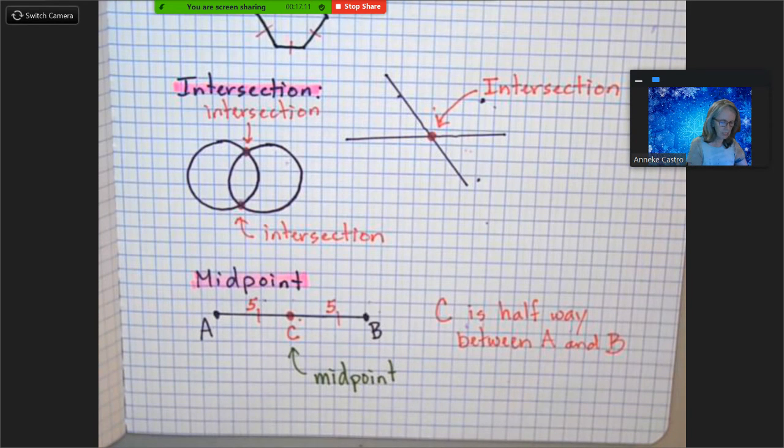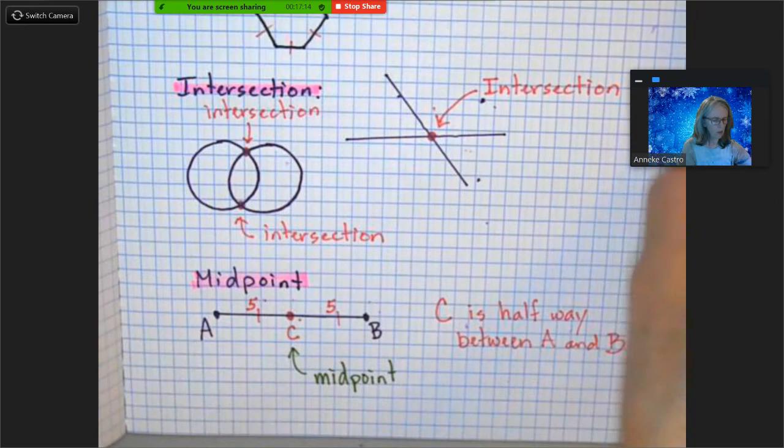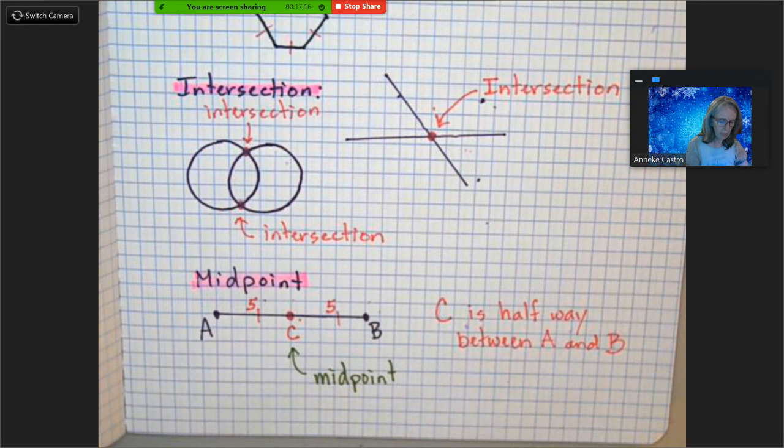And that's it. That's our notes for today. Those are some important words in geometry that came up in the Desmos activity. I'll see you in class on Wednesday.